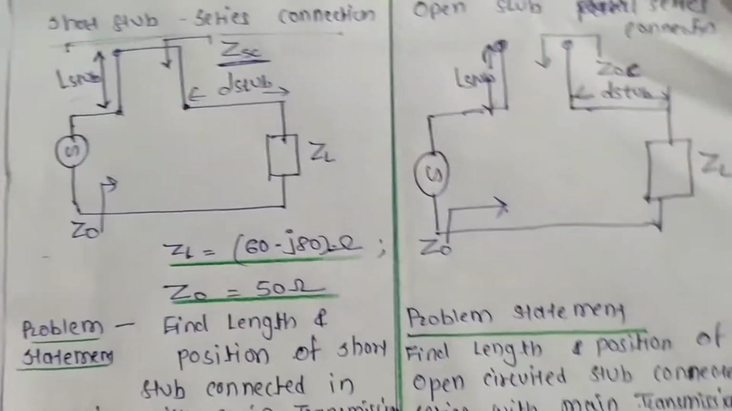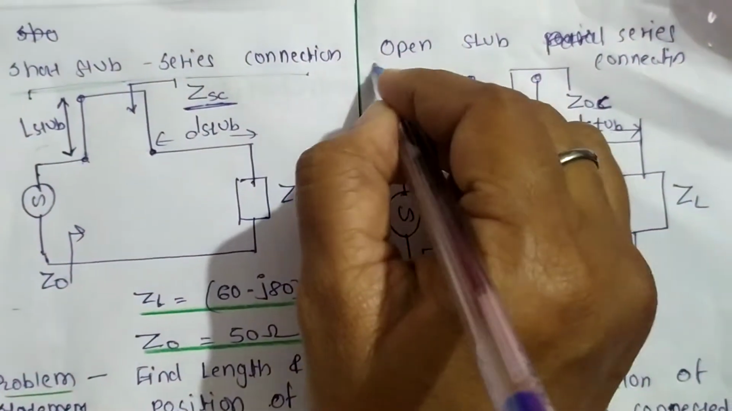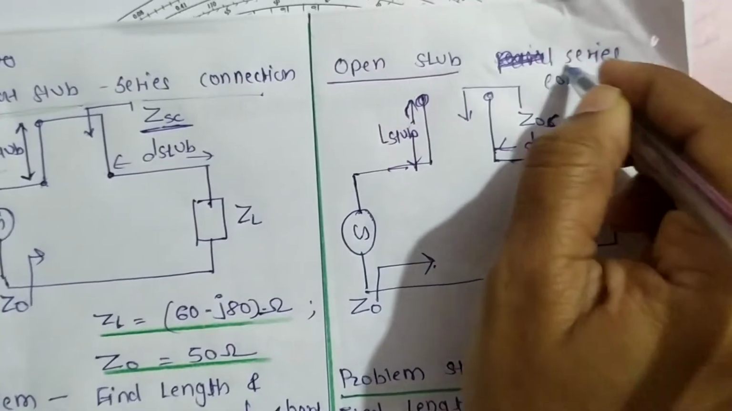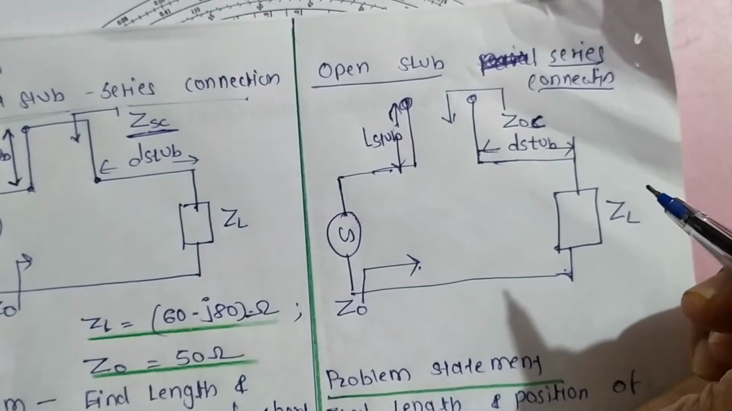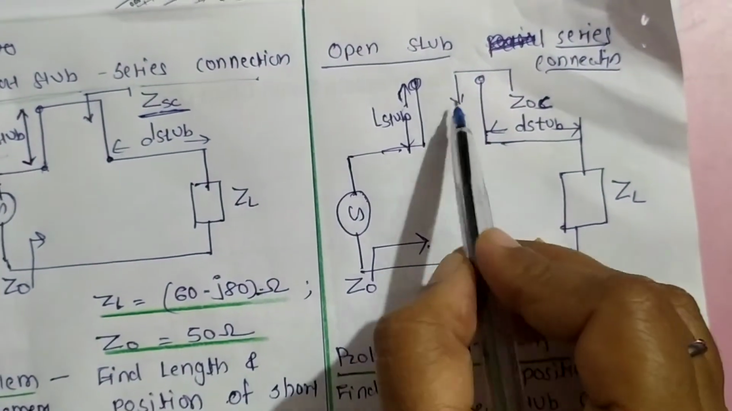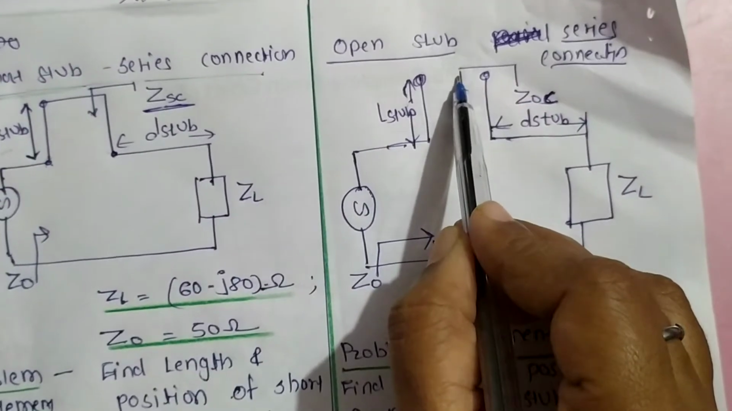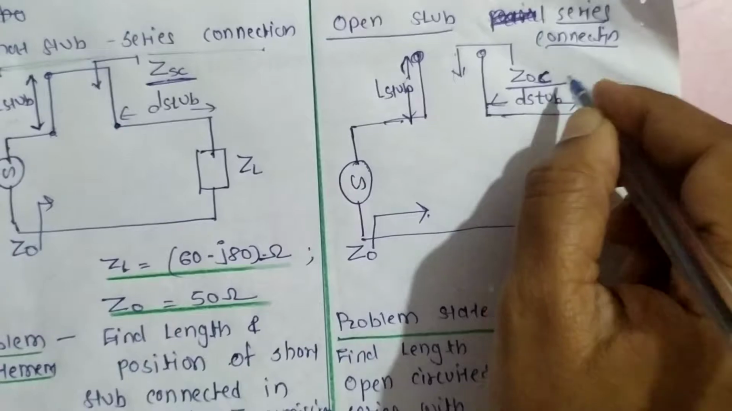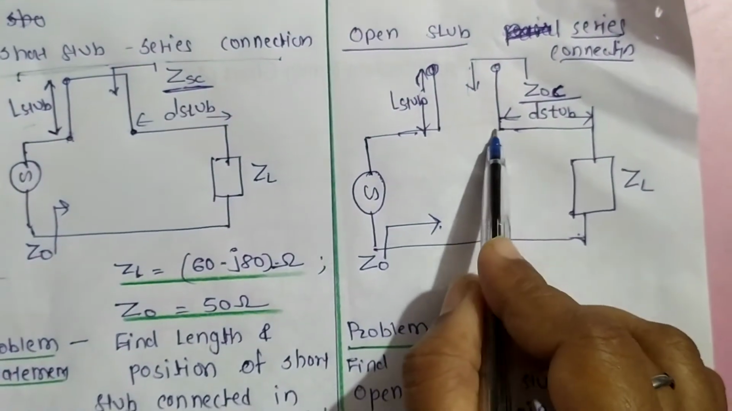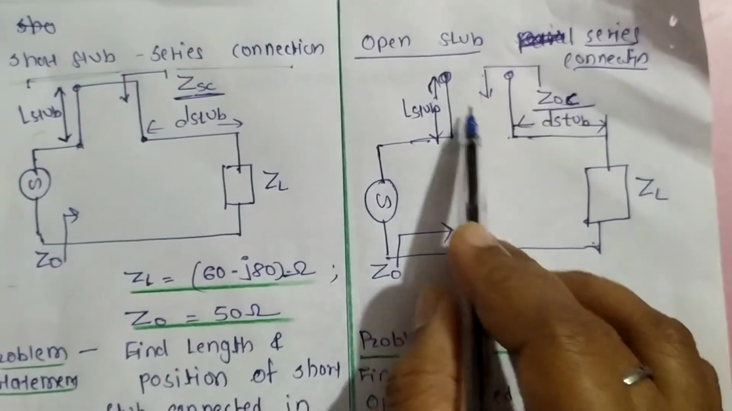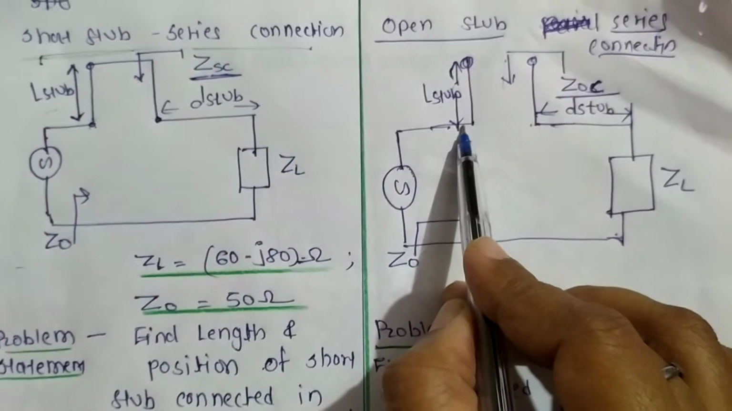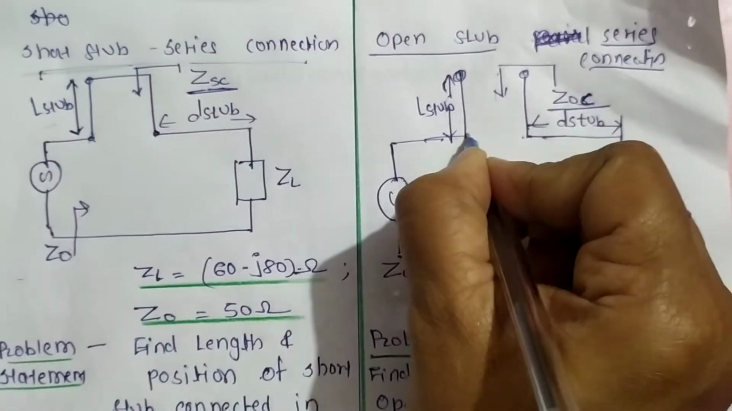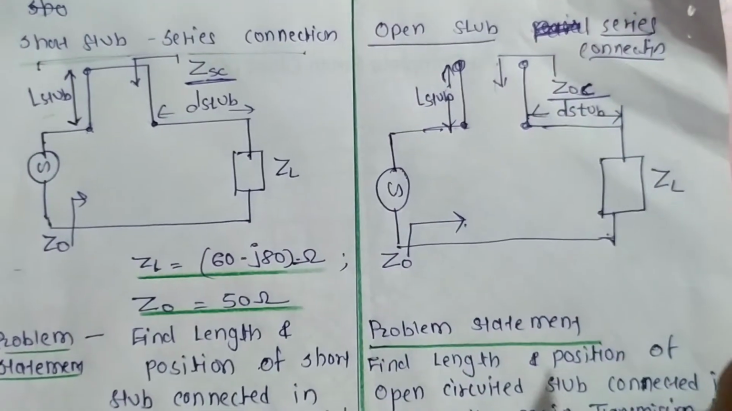The other possible combination is the stub is open in nature and the connection is a series connection. So this is the open circuited stub with a characteristic impedance of ZSC, positioned at D stub from the load with a length of L stub. It is in series with the main transmission line.